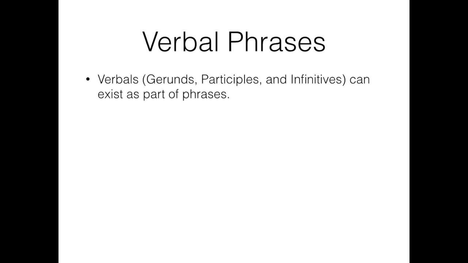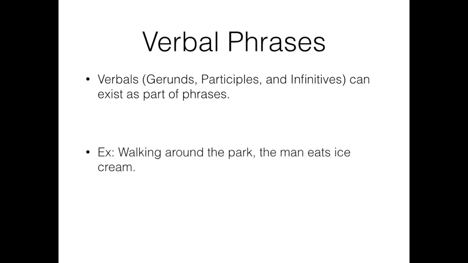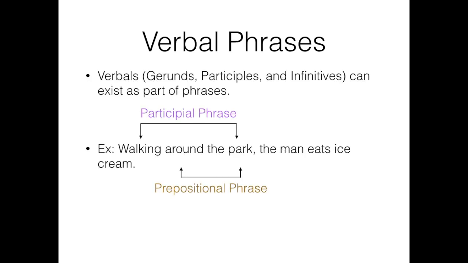Both gerunds and participles can exist as part of phrases, much like a prepositional phrase. Take the following sentence. Walking around the park, the man eats ice cream. In the sentence, walking around the park is a participial phrase, because the whole phrase is part of the description of what he is doing. Notice that a participial phrase can incorporate a prepositional phrase as part of its description. In this case, the preposition is around.